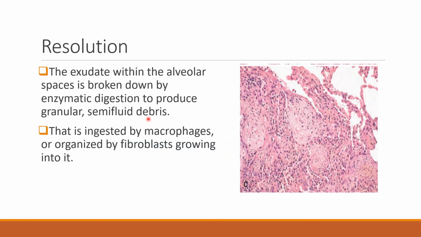And the last phase is the resolution of the inflammation. So here exudate that is present in the alveolar spaces is broken down by enzymatic digestion, and that produces granular semifluid debris, and this debris is then ingested by the macrophages or organized by the fibroblasts that are growing into it. So here you can see these are the fibroblasts, and this is the resolution of the inflammation.